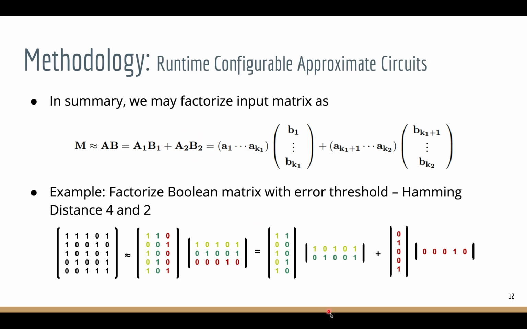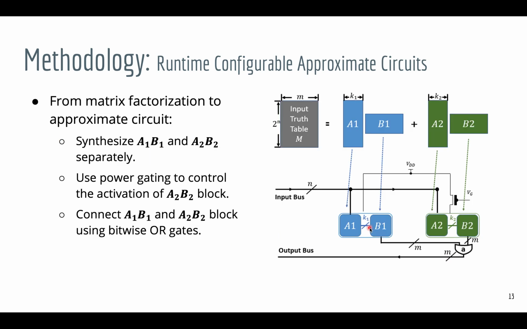As the example we've seen before, we can now have a two-level factorization with Hamming distance 4 and 2 separately. If more accuracy levels are expected, we could follow such a pattern to obtain more separations. Now let's move from math to logic synthesis, where a runtime configurable circuit is synthesized from such truth table factorization.